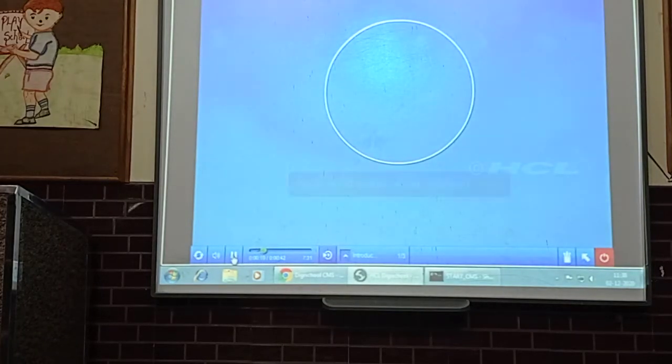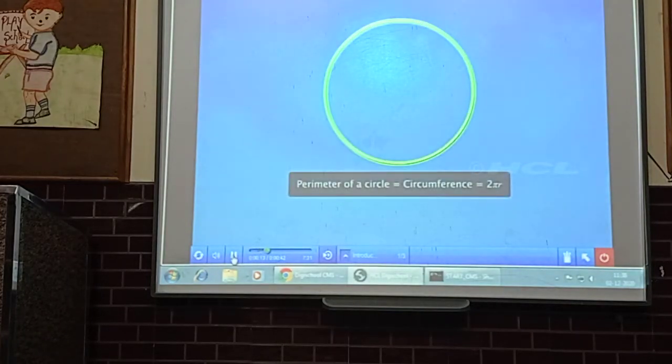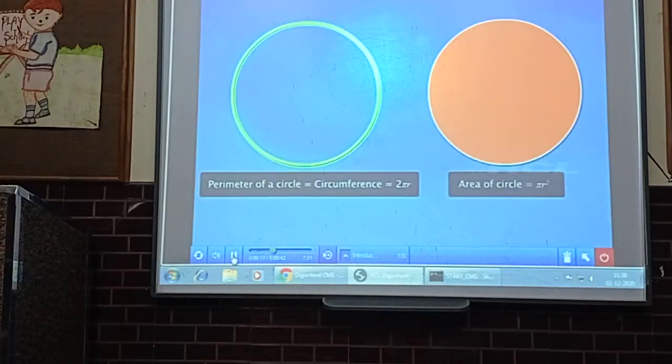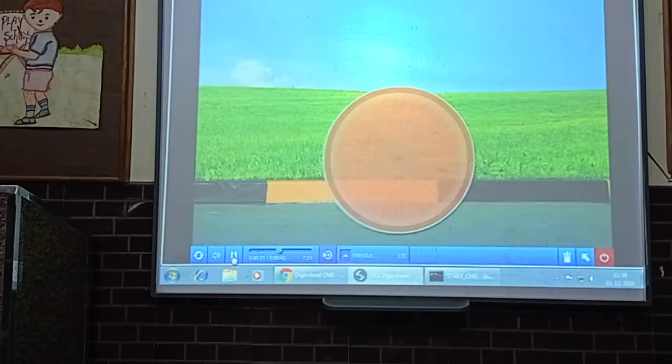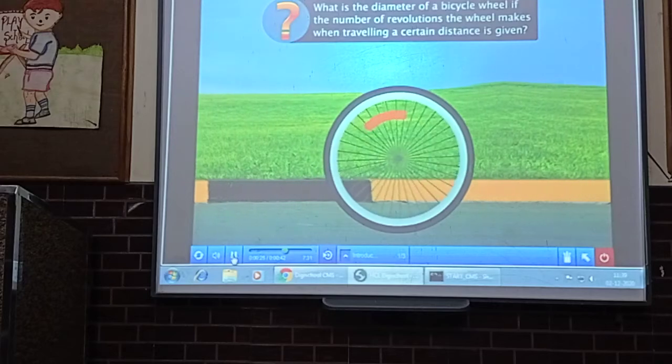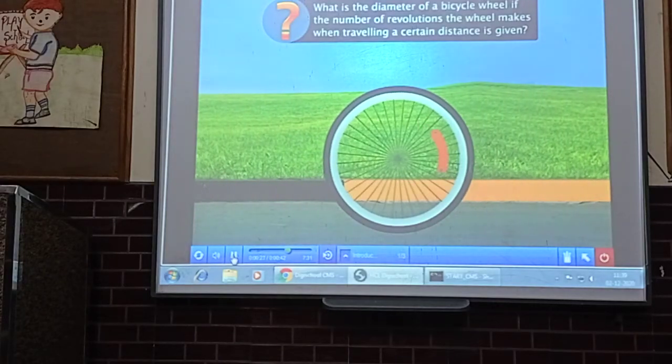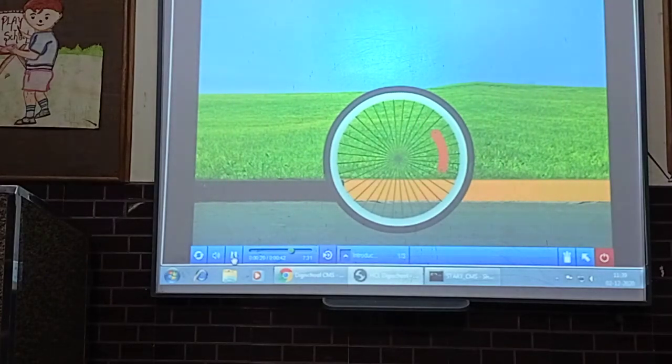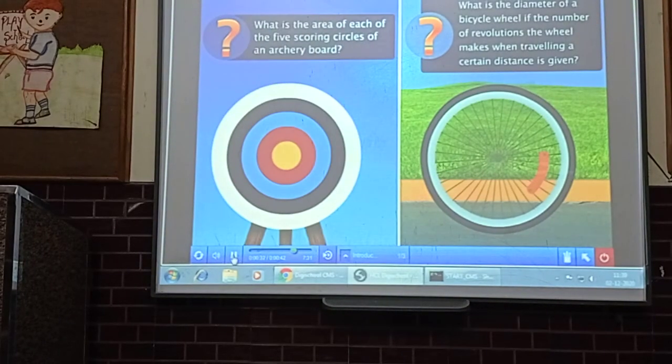We've seen how to find the perimeter or circumference of a circle. We've also seen how to find the area of a circle. How can we use these formulae to find the diameter of a bicycle wheel if you know the number of revolutions the wheel makes when traveling a certain distance? Similarly, how can we find the area of each of the 5 scoring circles of an archery board? Let's explore the solutions to these and other such questions.